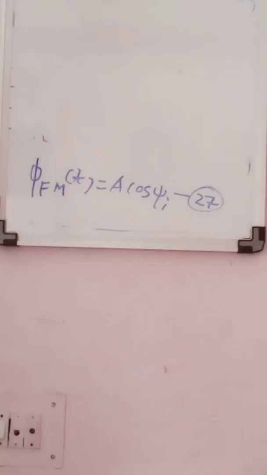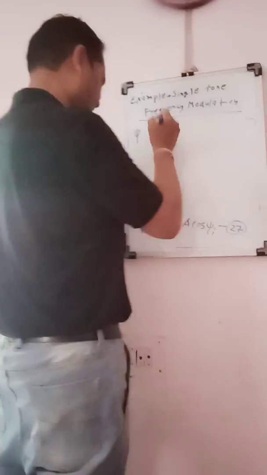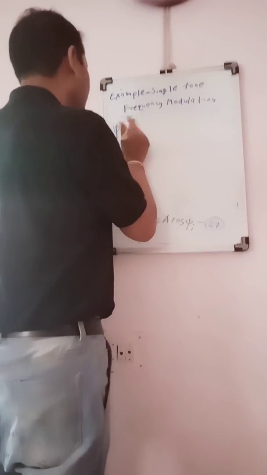Psi FM(t) is equal to A cos psi, which is equation number 27. Now I want to get the expression for an FM wave, so I have to put the value of psi i.